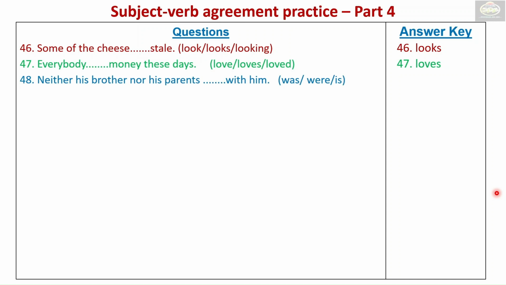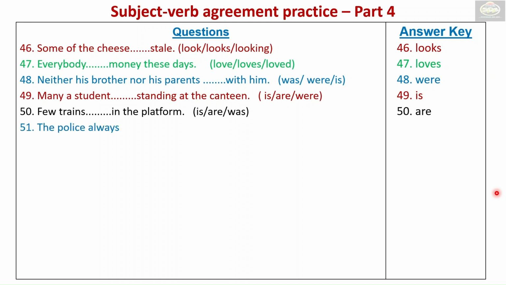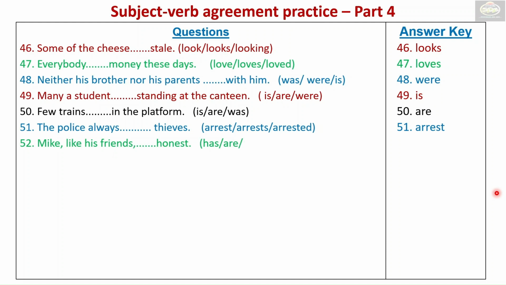Neither his brother nor his parents, agreement with his parents, were with him. Many a student, singular. Many a student is standing at the canteen. Few trains, plural. Few trains are in the platform. The police always deter thieves. The police is plural. Mike, like his friend, we have to make agreement with Mike. Mike is honest.